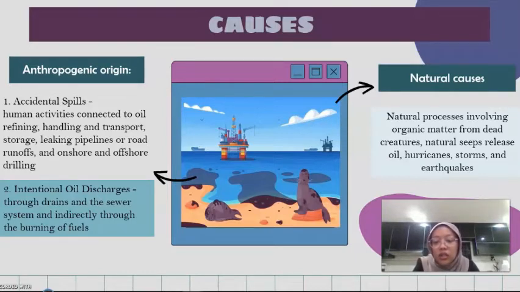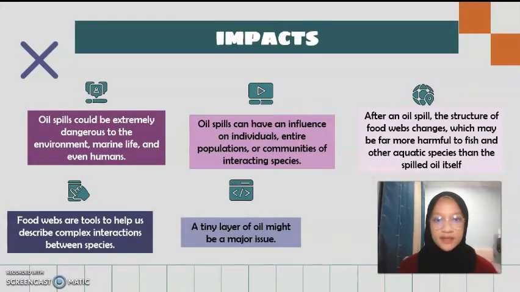The first one is through drains and sewer systems. For example, when changing car oil, the replacement oil is simply dumped into the drain and sewer system. The second one is indirectly through the burning of fuels. And I will go to the impacts of oil drilling and oil spills.